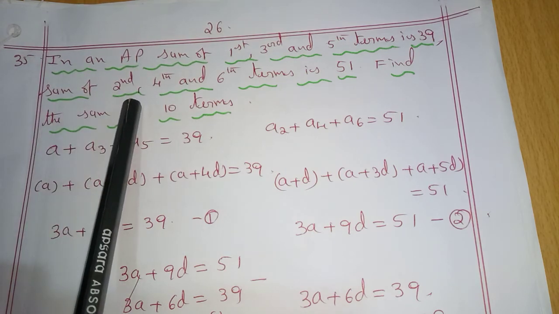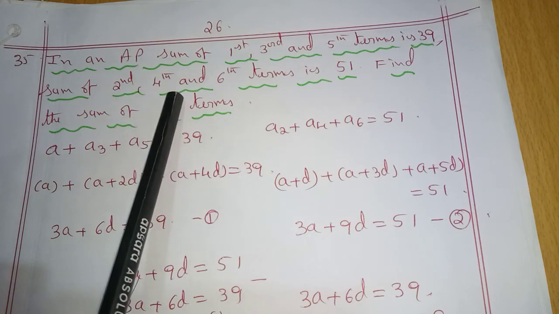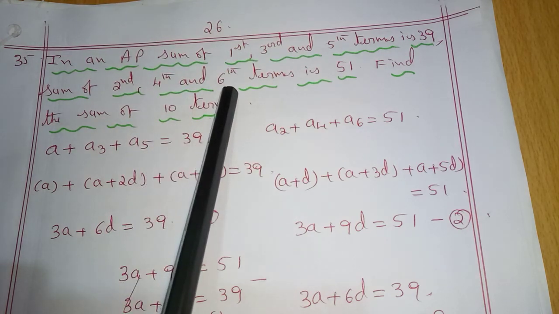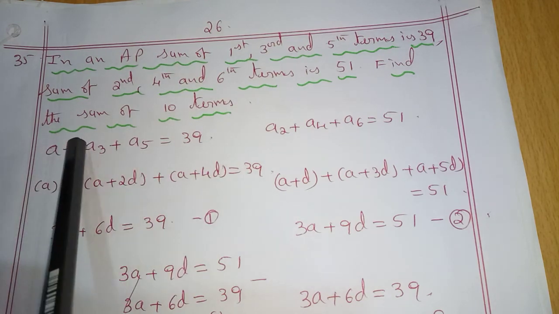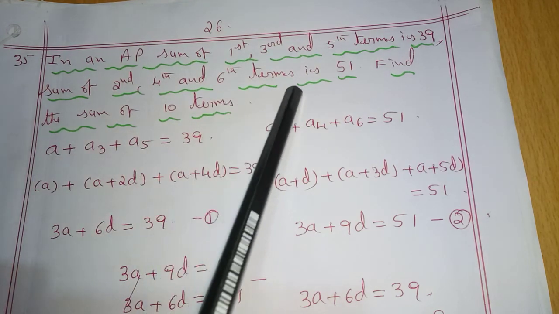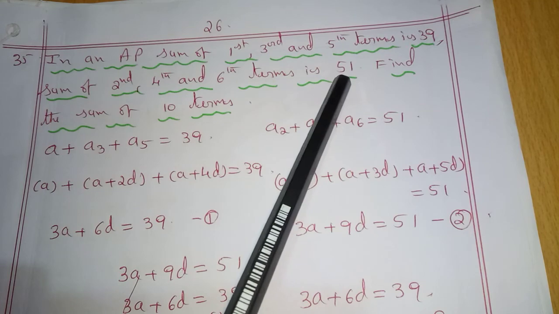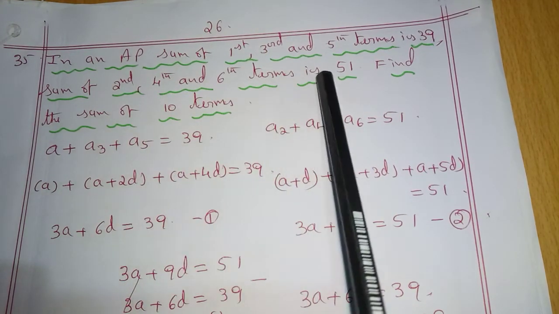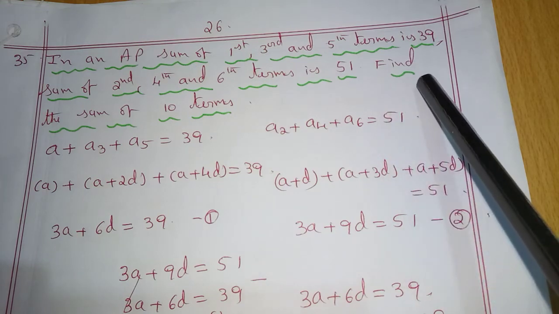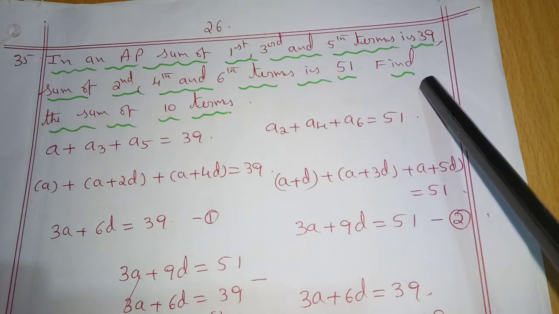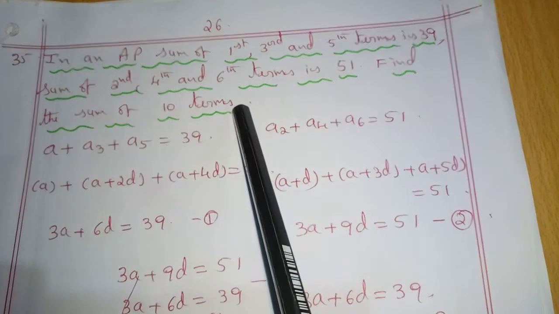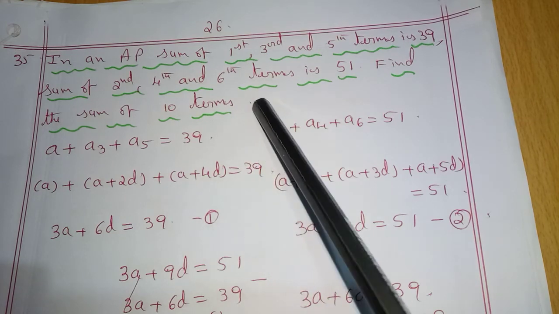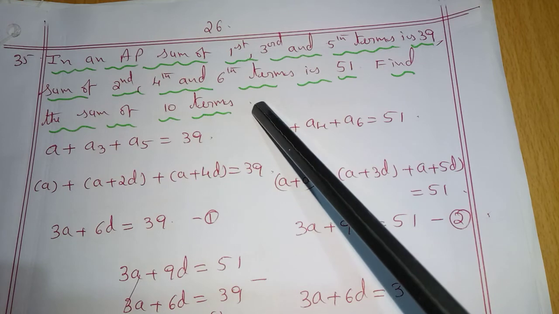Sum of second, fourth and sixth terms is 51. Find the sum of 10 terms.